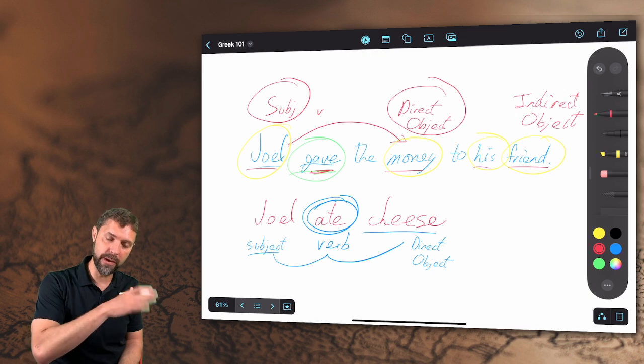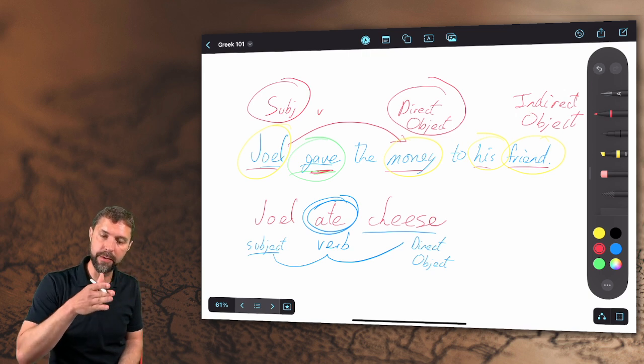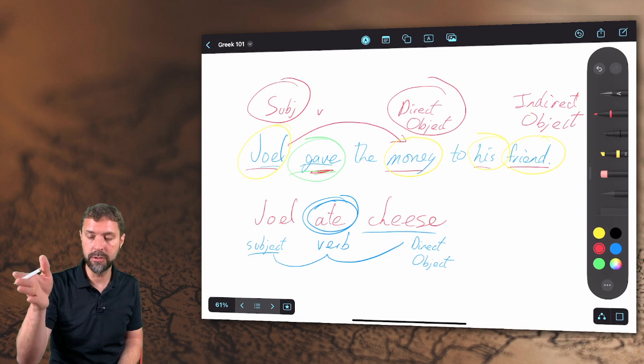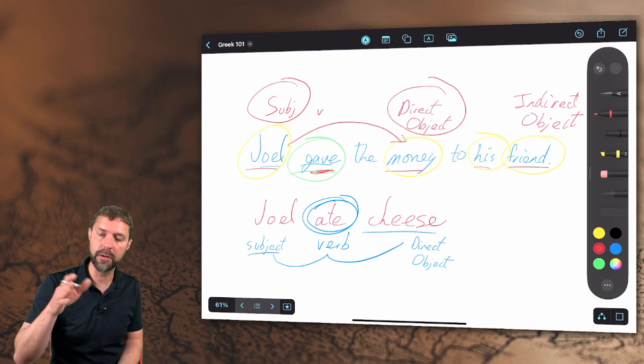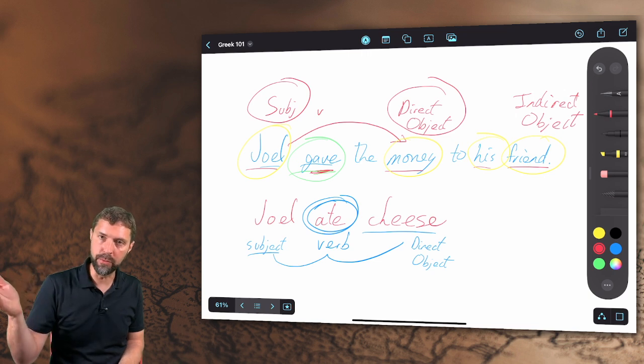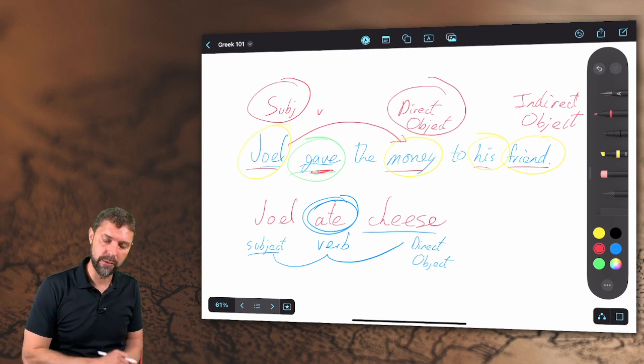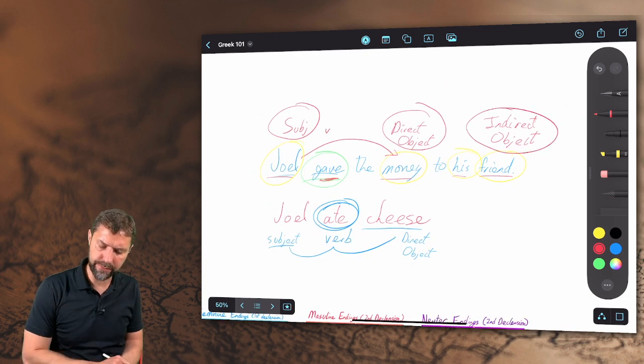Now, subject, verb, and ask what. Okay, that'll lead you to your direct object. So now I have subject, verb, direct object. And then to or for whom, and you'll get to your indirect object. Okay, when I get done with that, I have a lot of bits floating around in this sentence.